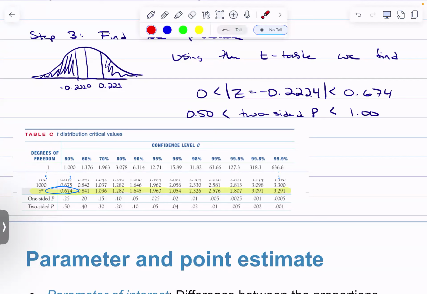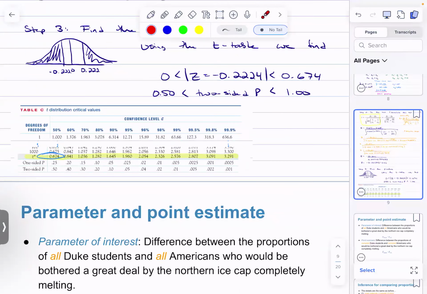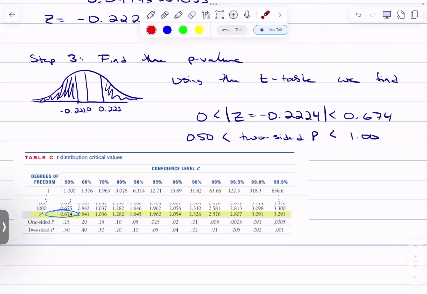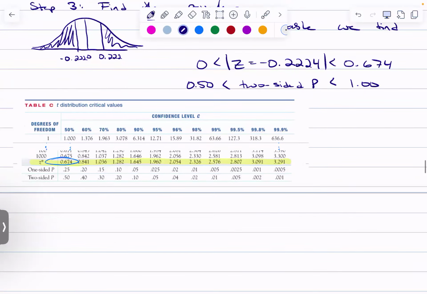Sketching this out means that I'm not actually that shocked by my finding, that my p-value is huge. My one-sided p, the area in one of the tails, is going to be between 0.5 and 0.25: 0.5 in the center, and 0.25 at 0.674 or negative 0.674. That's all it's saying. And then I multiply it by 2. So my p-value is huge.